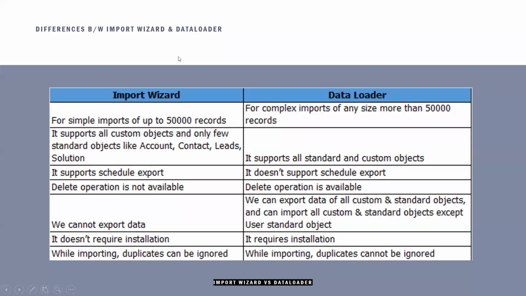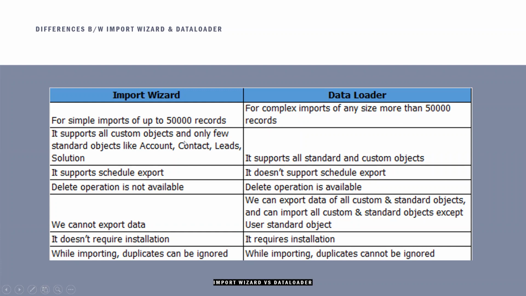All right, there are a few differences between import wizard and data loader. For simple imports of up to 50,000 records, use data import wizard. Whereas for complex imports of any size, more than 50,000 records, use data loader. But even data loader has a few limitations, like it can import up to 5 million records, 50 lakhs.